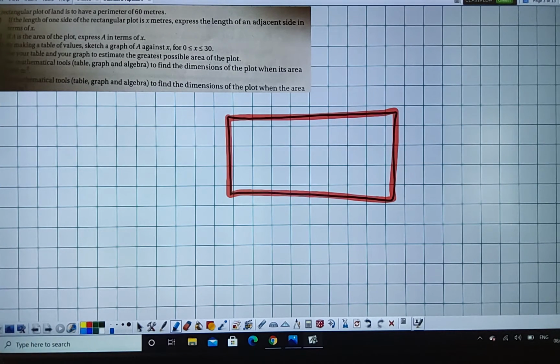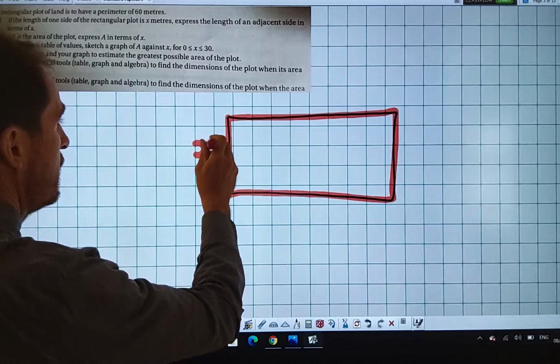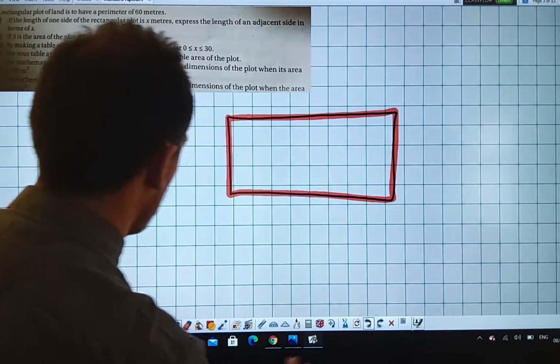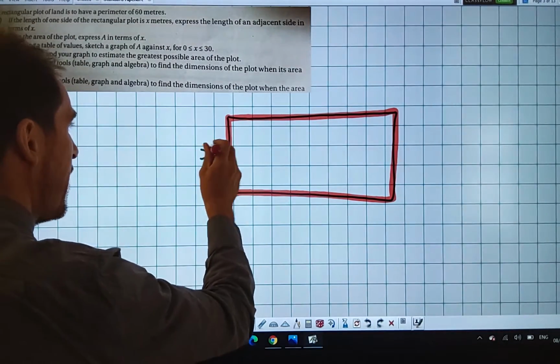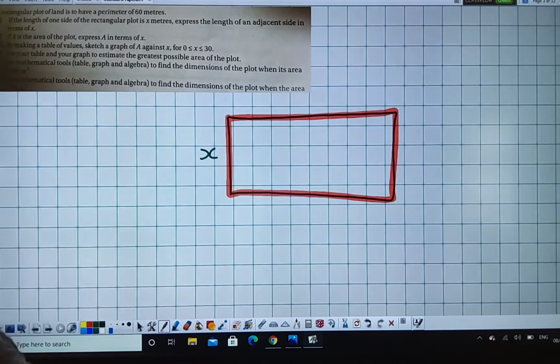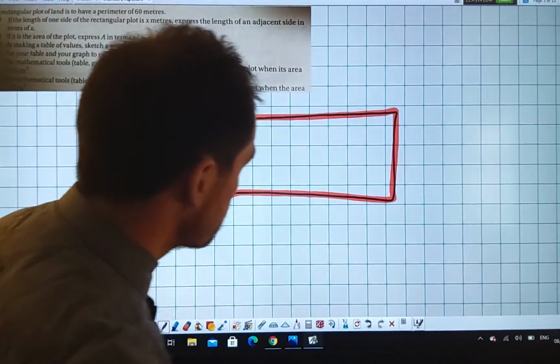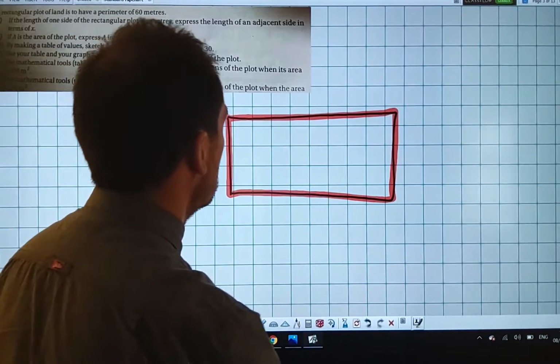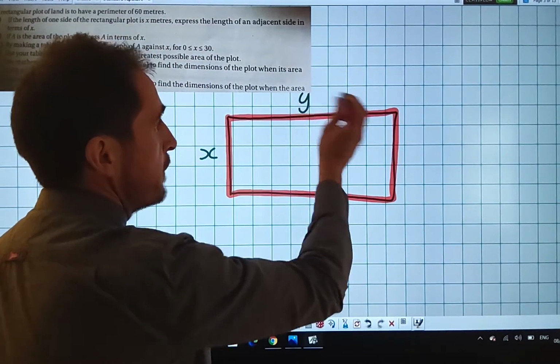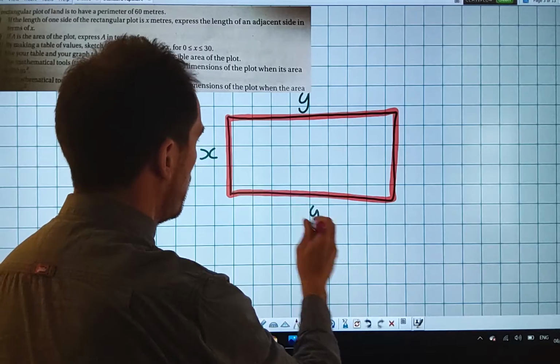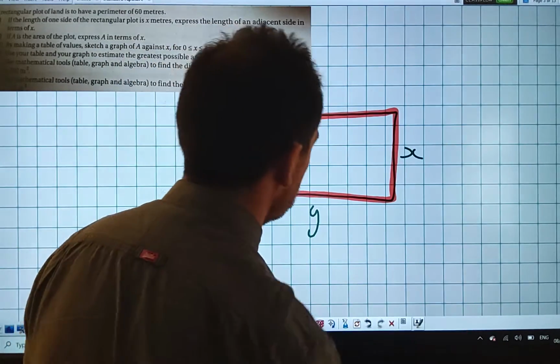Now, if the length of one side is x, okay? So if the length of one side is x, that's going to be x. And it says express the length of the adjacent side in terms of x. In terms of x means to write it as an expression of x. So let's have a look at this here. Now, we just call this y for the time being. So if that's y, this is going to be y. If that's x, that's going to be x.